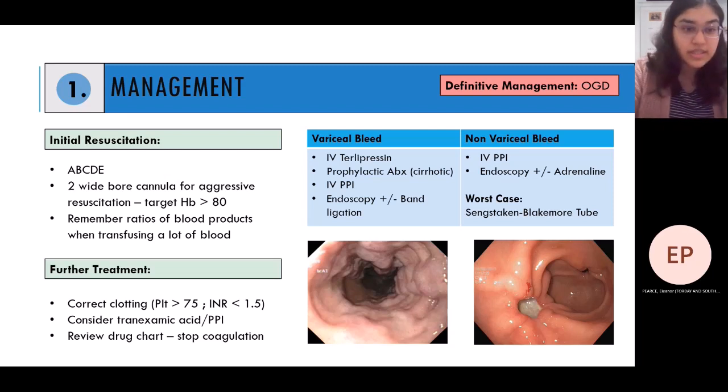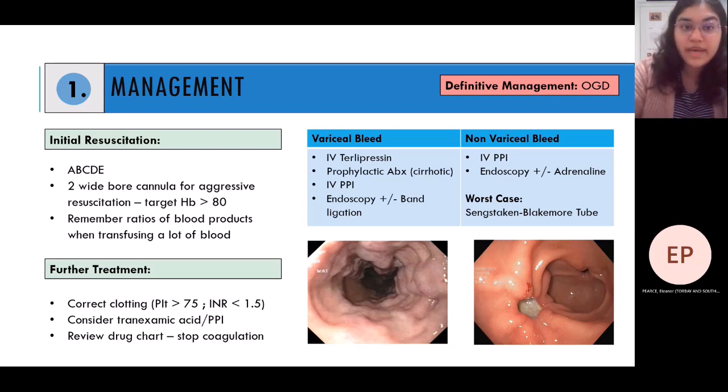And what you also want to consider is if this patient is on any anticoagulation, then you want to correct their clotting. And then obviously you can consider tranexamic acid and other specialized drugs, with consultation with gastroenterology. But the key difference that I was hinting at was terlipressin and prophylactic antibiotics. Prophylactic antibiotics are used if they are known cirrhotic, but anyone who presents with a strong suspicion of esophageal varices is often just given terlipressin in order to help their portal systemic circulation, essentially, and try and control the bleeding. And then endoscopy is obviously the definitive management.